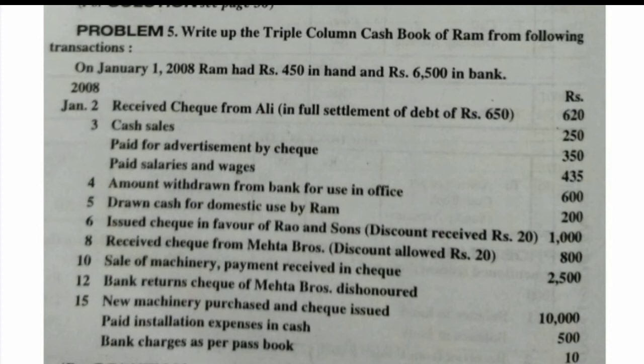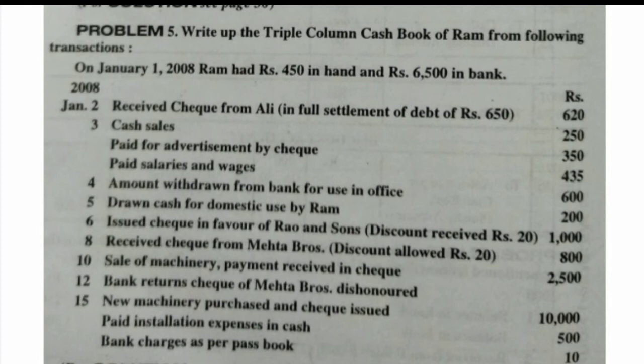January 3rd, cash sales. So the entry would be cash account debit to sales account. Cash is on the debit side. So cash column debit with rupees 250 on the debit side of the cash book. To sales 250 in the cash column. Paid for advertisement by check. Advertisement is an expense we are paying through check. So advertisement expenses account debit to bank account 350.